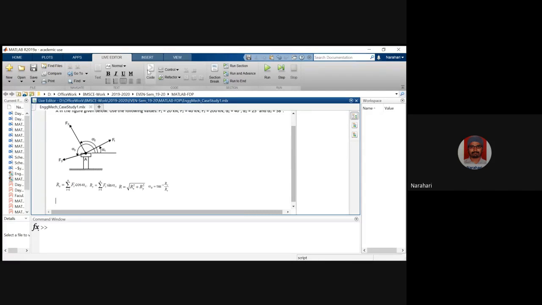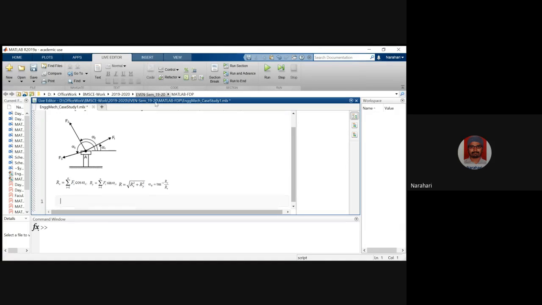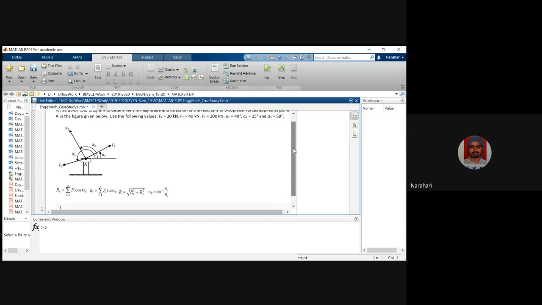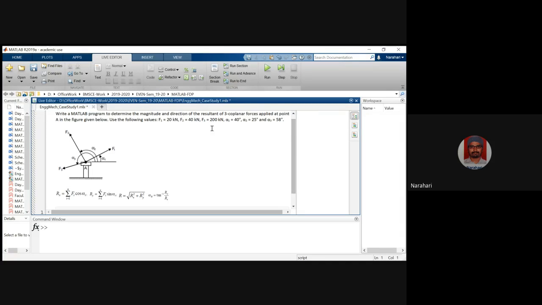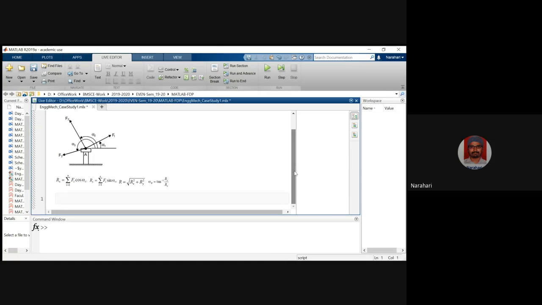Now I'll go into this code. I'll just click on this particular code. So now I'm ready to do the coding. I suggest you note down these values somewhere. F1 is 20 kilonewton, F2 is 40 kilonewton, F3 is 200 kilonewton, alpha 1 is 40 degrees, alpha 2 is 25, alpha 3 is 58. So these are all the things we need to code.